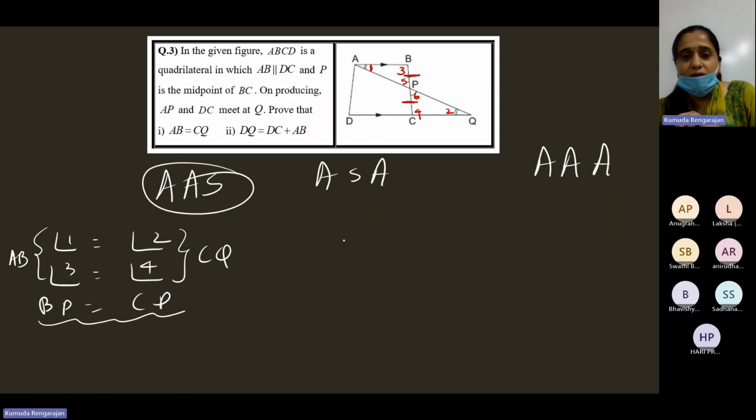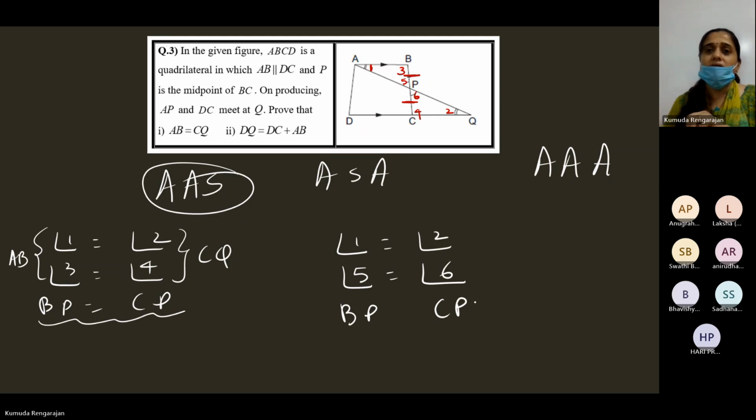Again, you can also mention like this. You can write angle 1 is equal to angle 2, alternate angles, and angle 5 is equal to angle 6, vertically opposite angles, and then BP is equal to CP. That's given. P is the midpoint of BC.